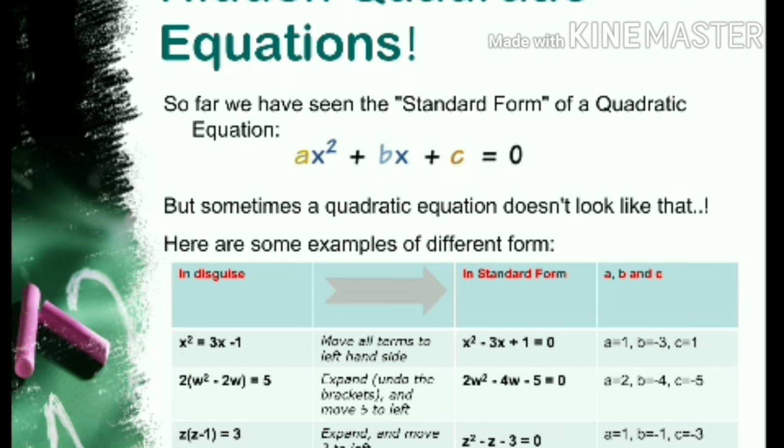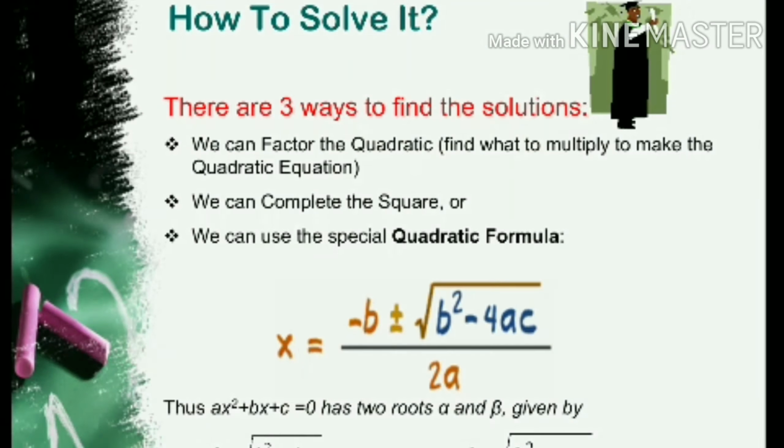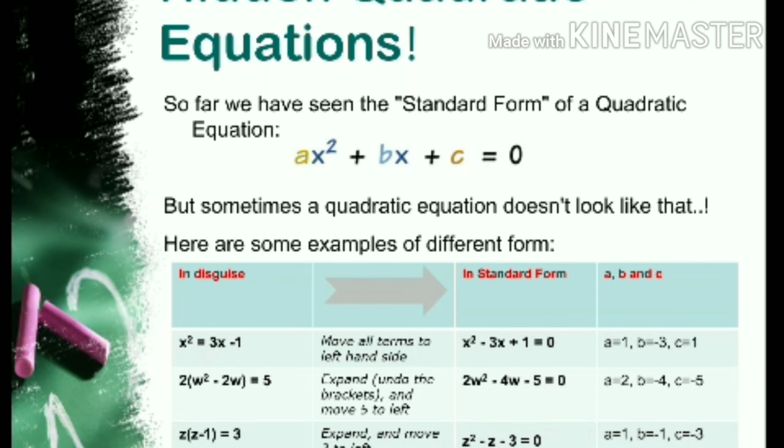Now the second one, 2 bracket w square minus 2w is equal to 5, also does not look like it. First we need to multiply by 2, so 2w square minus 4w minus 5 is also a quadratic equation. Now z minus 1 upon z also does not look like it, so we need to multiply by z, and it will convert into a quadratic equation. Now the fourth one, 5 plus 1 upon x minus 1 upon x square is equal to 0, also does not look like a quadratic equation, but when we solve it, we get 5x square plus x minus 1, that is a quadratic equation.